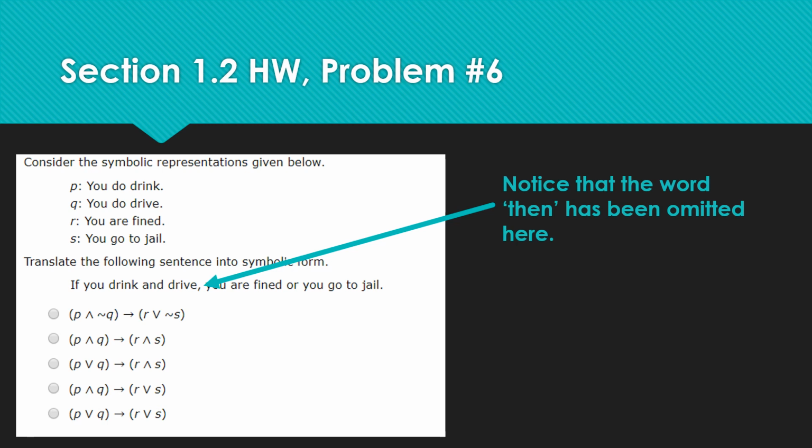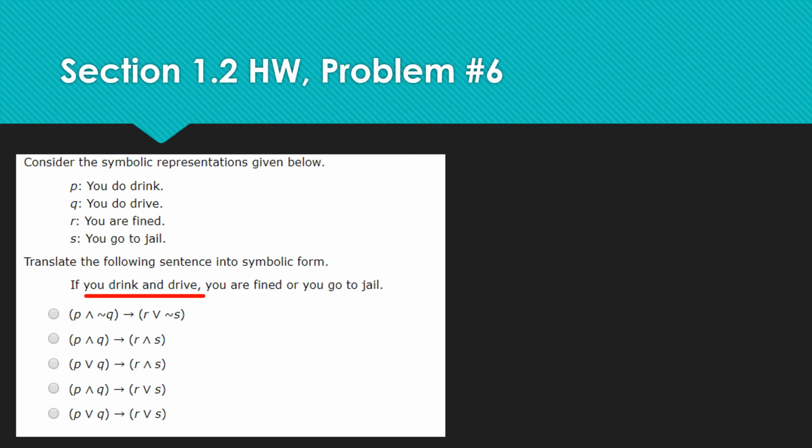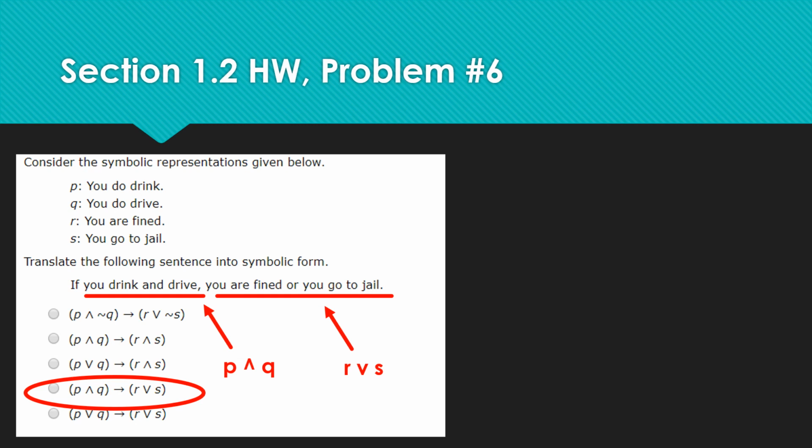All right, so since this is a conditional, it has the form of an if-then statement, and we know that's going to have an arrow in there somewhere. So if you drink and drive, so you drink and you drive, so that's P and Q. And then the last part says you are fined or you go to jail. So that is R or S. Now we can look and see which one matches that correct order, P and Q and R or S, which is the fourth option here, which is our correct answer.